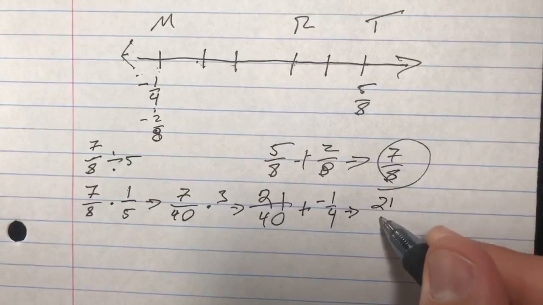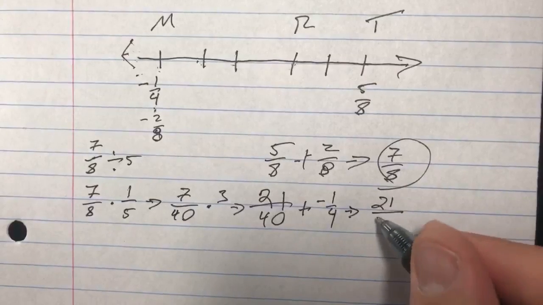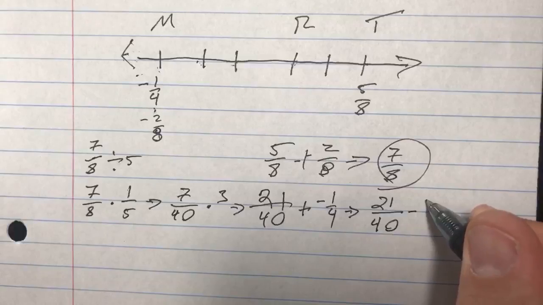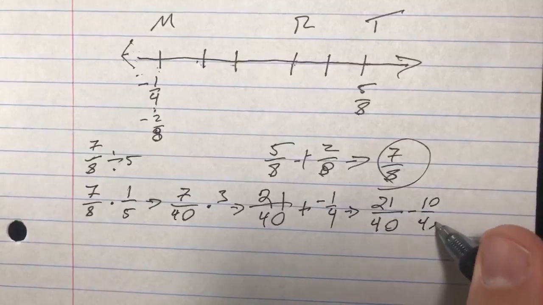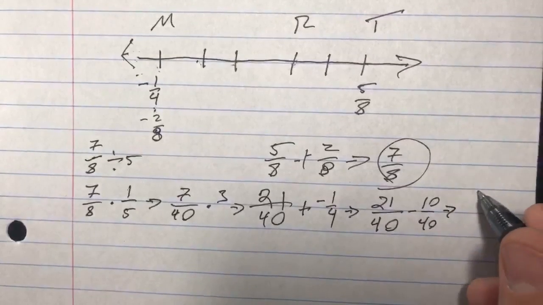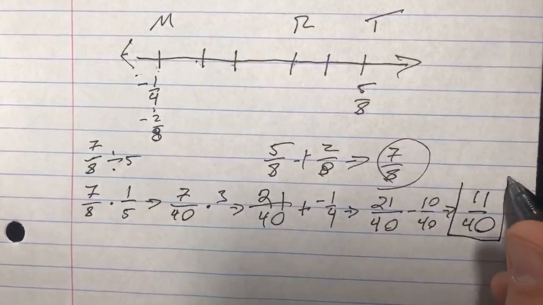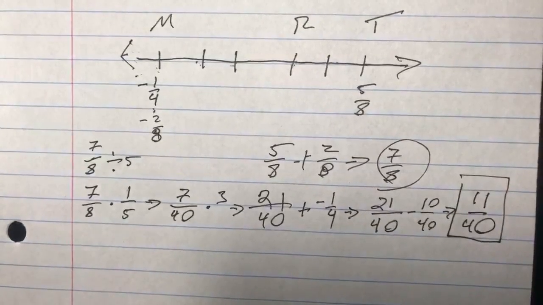Another way to say that is 21/40 minus, what would it be? 10 over 40. And so then we get our final answer, 11 over 40. Bang. So that's how to do this one.